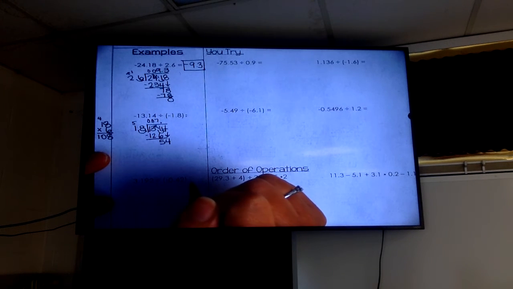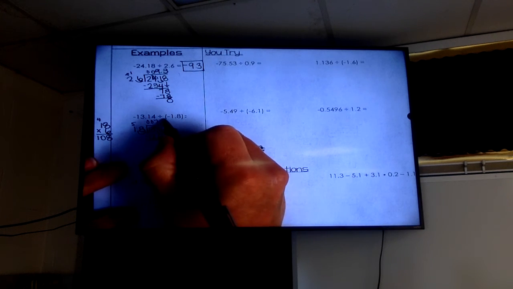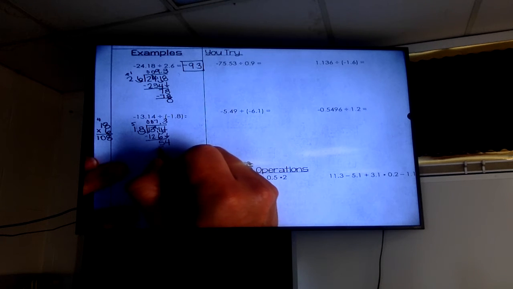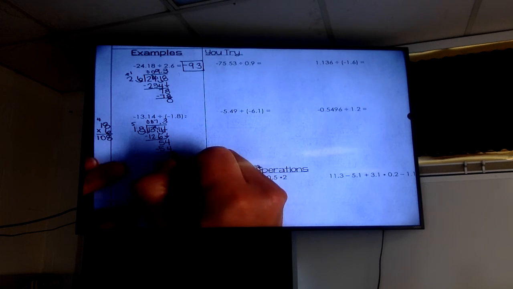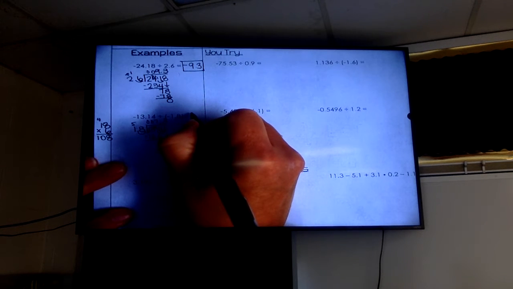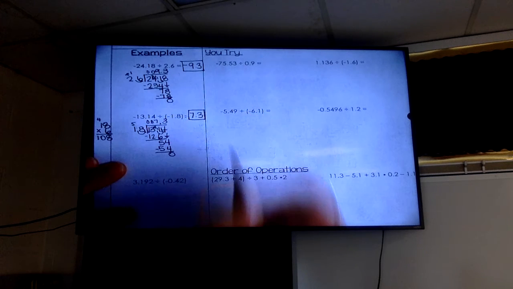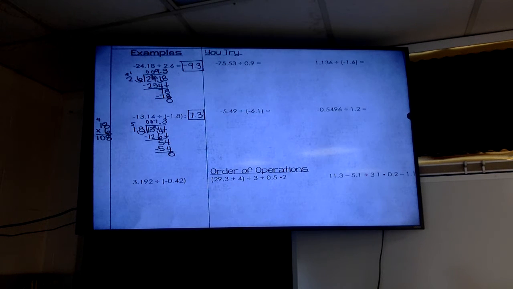18 goes into 54. So let's try. 18 plus 18 is 36, plus another 18. Guess what? That gives me 54. So my answer is 7 3/10. And we already said a negative divided by a negative is a positive. So my answer is 7 3/10.